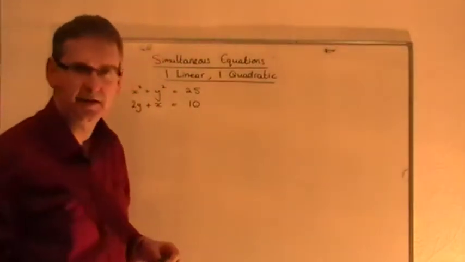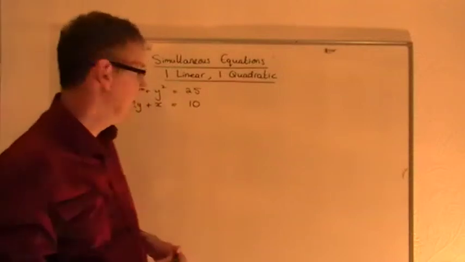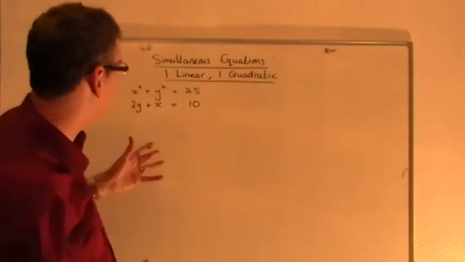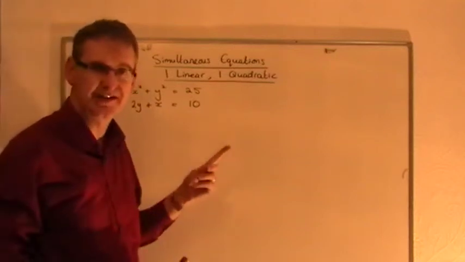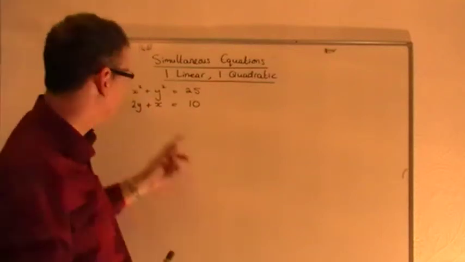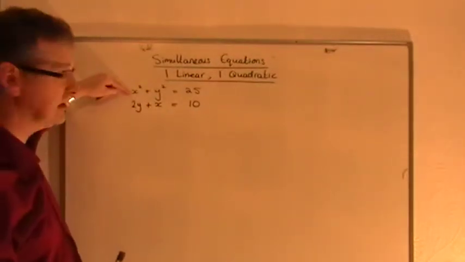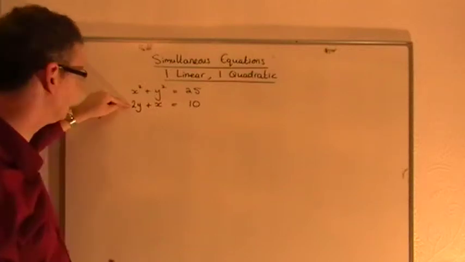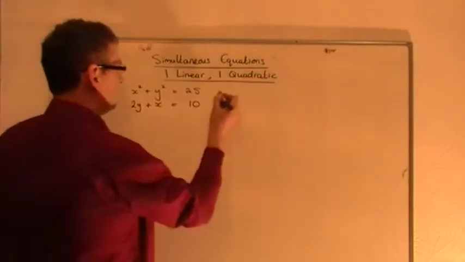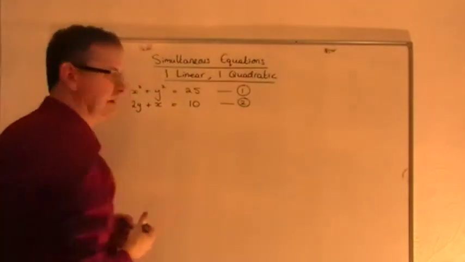Okay, the next technique that I'm going to go through that you need for circles questions is the technique we did way back in September, October time, which is solving simultaneous equations where one is linear and one is quadratic. On the board I've put a quadratic equation, x squared plus y squared equals 25, and a linear equation, 2y plus x is equal to 10. I'm going to label the quadratic one number 1 and the linear one number 2.